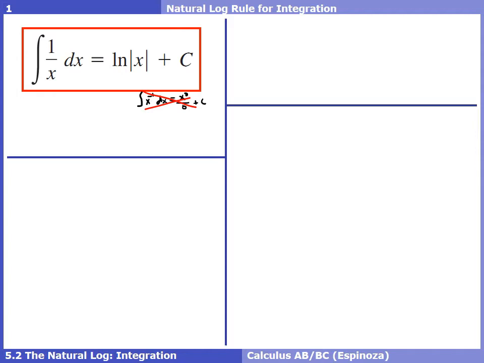The reason that absolute value has to be there, and I'm going to say this in every example we do, you're going to have to remember to put that absolute value around the x, because a natural log has to always be positive. You can never take a natural log of a 0 or a negative number.